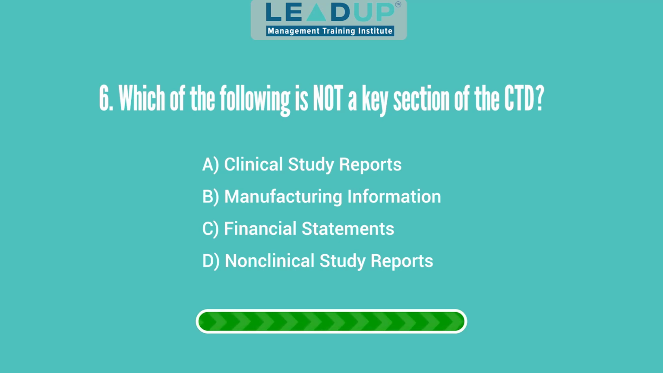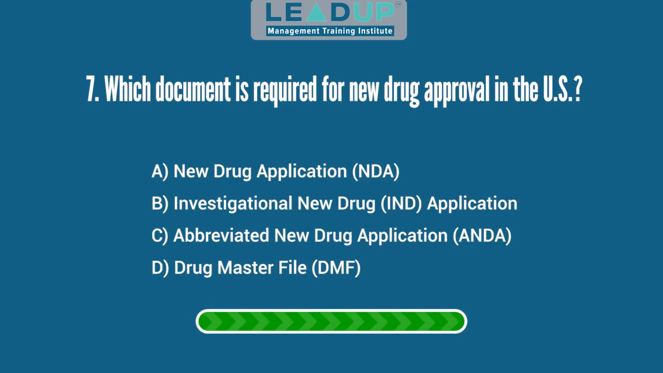Question 6. Which of the following is not a key section of the CTD? A. Clinical study reports. B. Manufacturing information. C. Financial statements. And D. Non-clinical study reports. Answer: financial statements. Question 7.